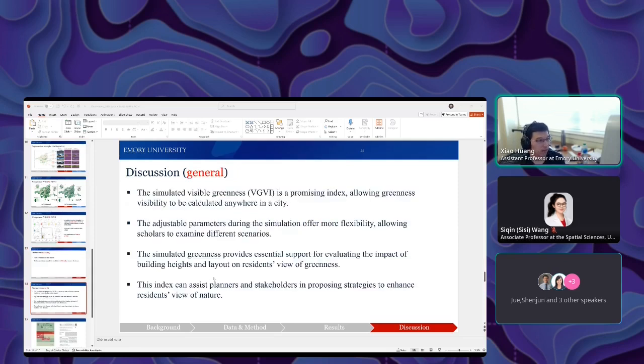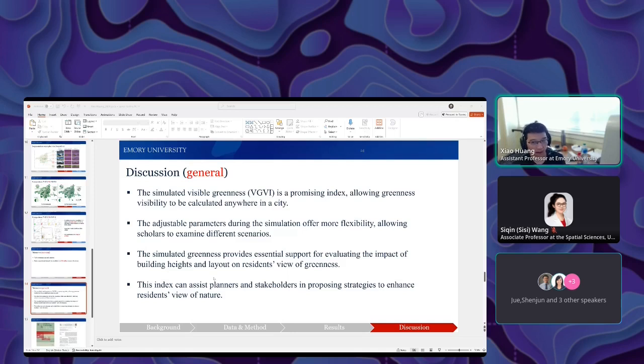Some general discussion points. We believe that the simulated greenness visibility is a very promising index that allows greenness visibility to be calculated anywhere in the city. In the model, we try different parameters during the simulation, so the model offers a lot of flexibility, allowing us to examine different scenarios. We also believe that the simulated greenness visibility can assist urban planners or stakeholders in proposing strategies to enhance the view of nature for urban residents.